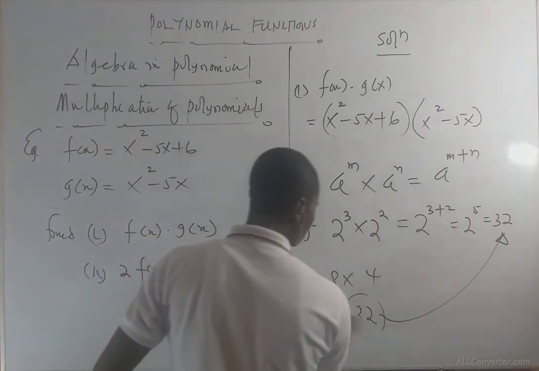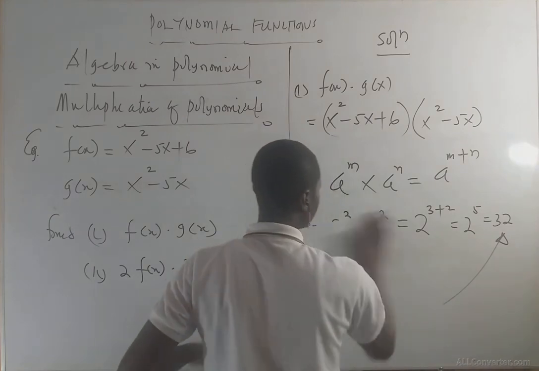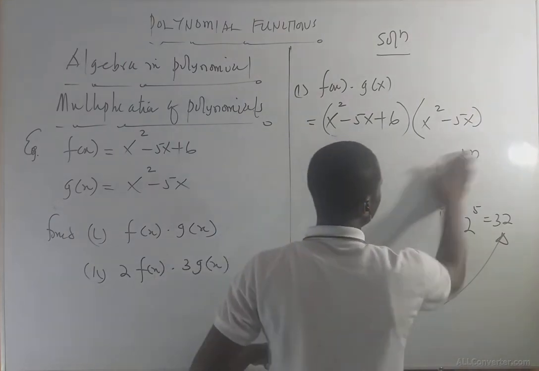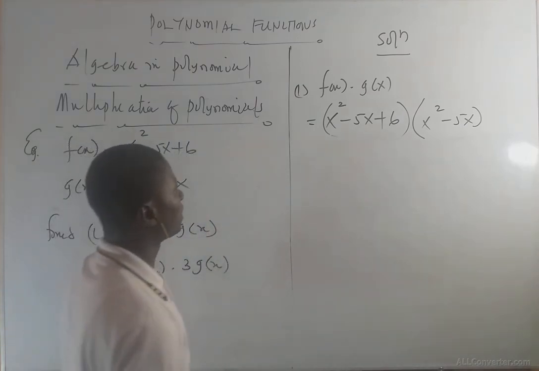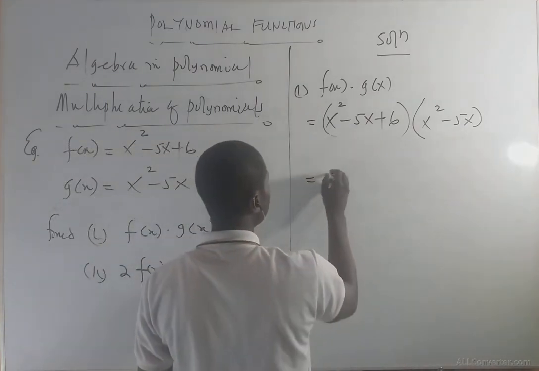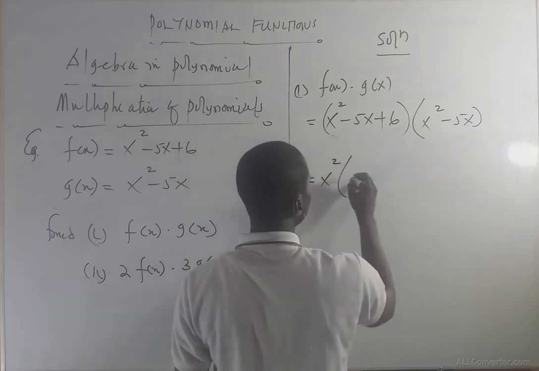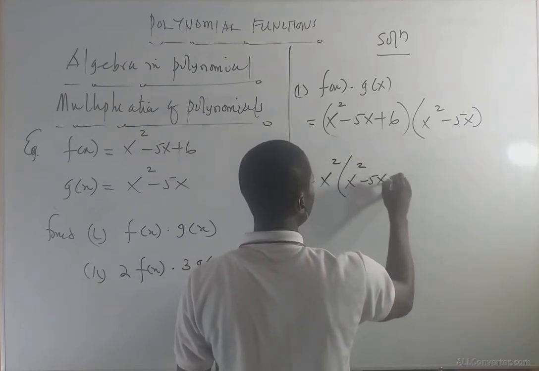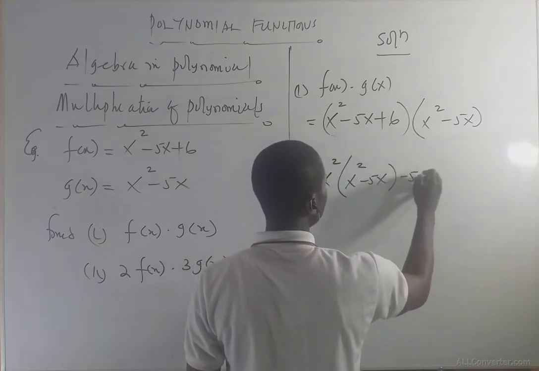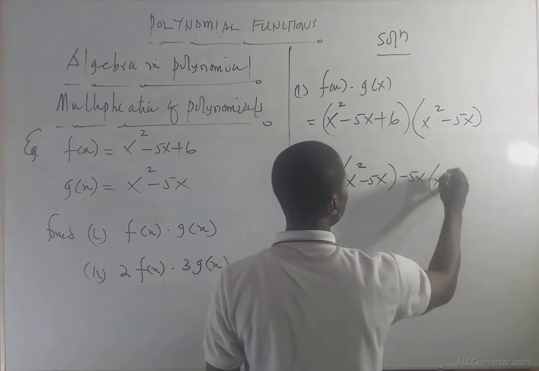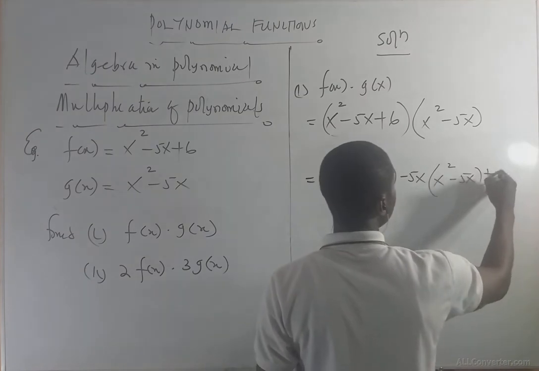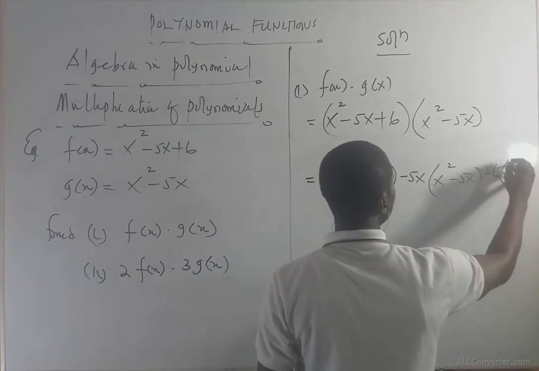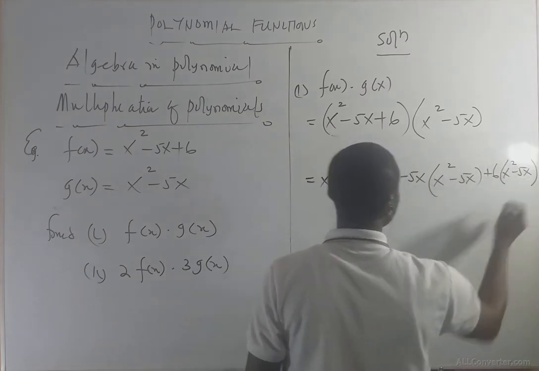Okay, so now back to our question. We are given f of x dot g of x. Okay, so now the first term, that is x squared, will multiply x squared minus 5x. Then minus 5x will also multiply x squared minus 5x. Then plus 6 will also multiply x squared minus 5x.